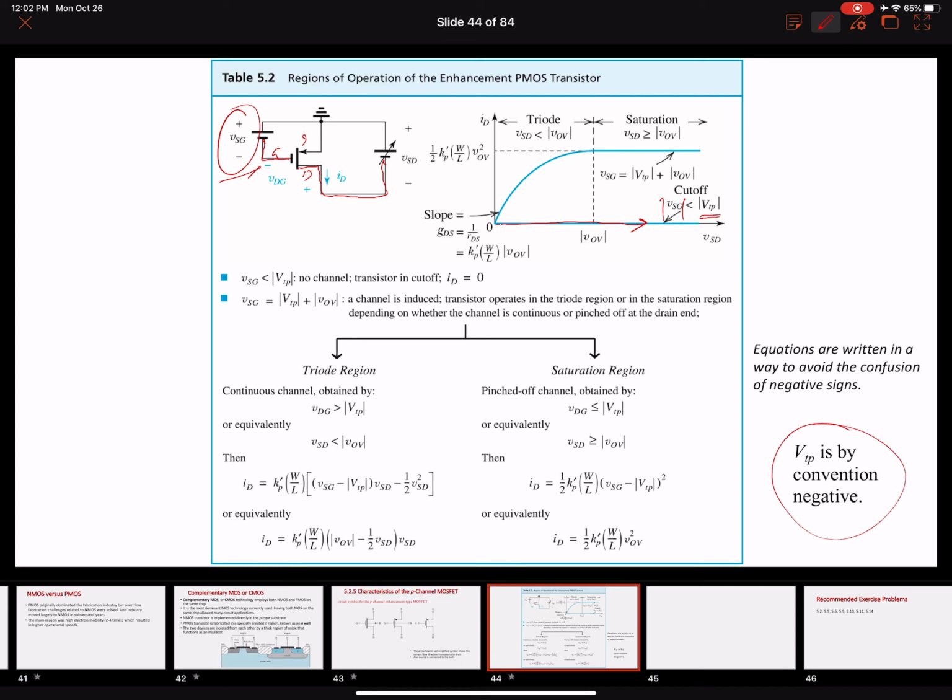So we ended up developing these characteristics. Now you will realize that everything else is the same. Over here, no current will flow, no channel exists. Then the channel is induced, and we can divide that into the triode region and the saturation region.